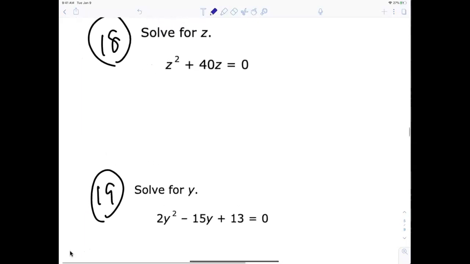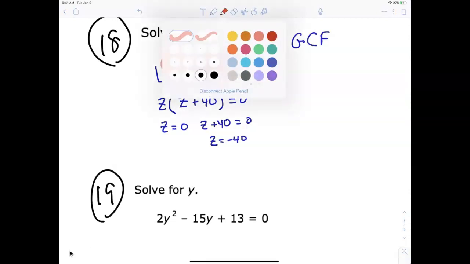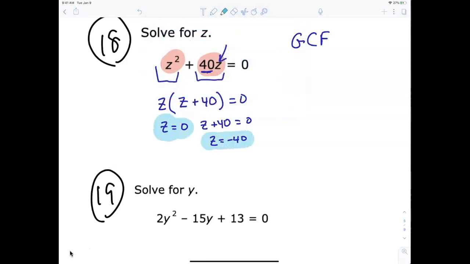Let's check out 18. Now, for 18, remember, always you had to first check for a what? GCF. So in this case, there is a common factor. And that common factor is z. Remember, I taught you about the buckets. And what was common? There was a common z in each bucket. If you pull a z out of the first bucket, there will be 1 z left. And if you pull the z out of this bucket, it'll just be the number 40 left. Now you have it factored. So now you set the factors equal to 0. So z can equal 0. Z plus 40 equals 0. So z could be -40. Again, my 2 answers. Z equals 0 and z equals -40.